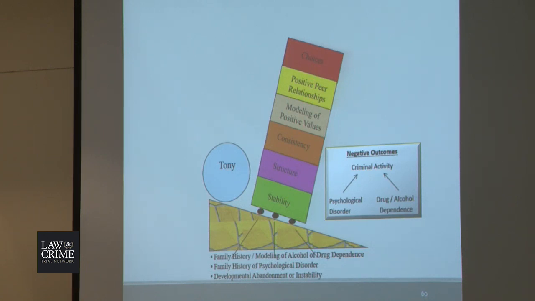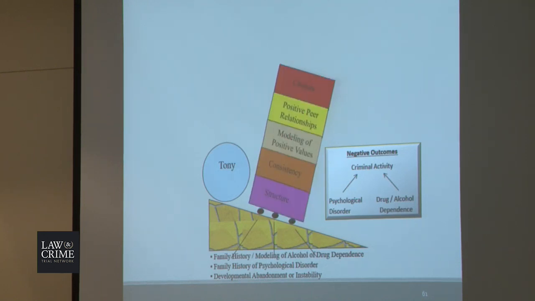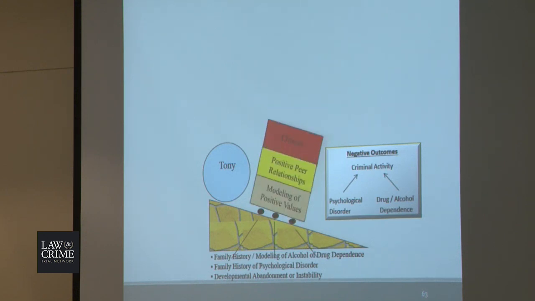He didn't have stability. He had absolutely no stability. He didn't have stability at home. He didn't have stability in the neighborhood. He didn't have stability at school. He didn't have stability when he was placed in institutions and in the correctional facilities. As an adult, when he got into prison, there might have been structure, but early on in his life, there was no structure. Family members will tell you it was chaos. It was dysfunction in our home. So he didn't have the structure. He didn't have the consistency. He didn't have modeling of positive values.